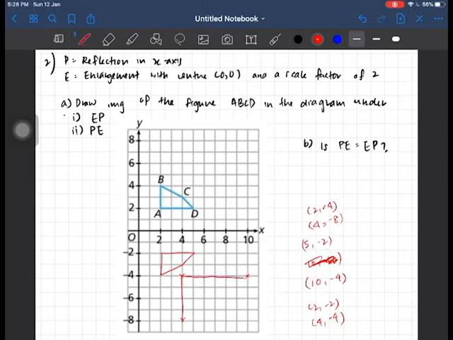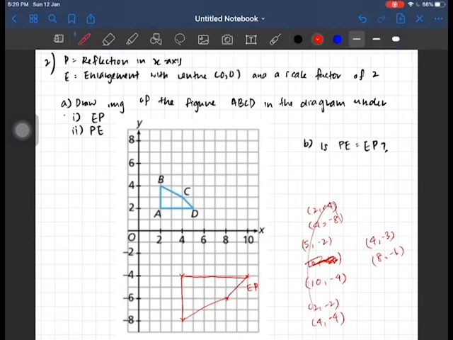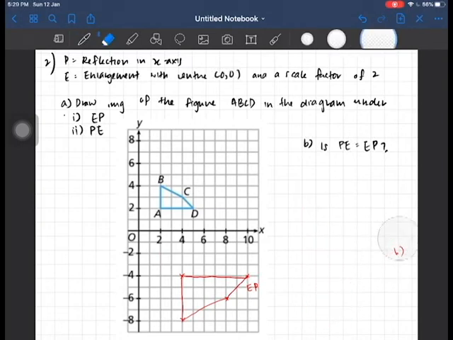Right, we still have 1 point. 4, 3. -8, -6. Right. So this is our final image of EP. Right. So let's draw PE. PE. So enlargement scale factor 2 from the origin.